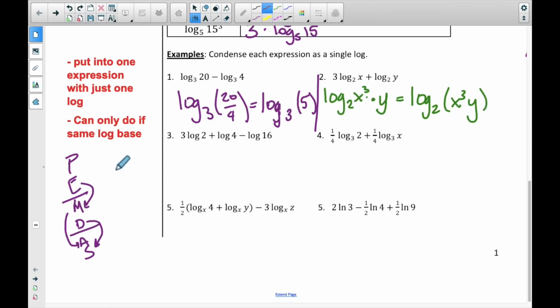So what is the 1/4 power mean? Well, let's just start to work this one out. We also have an addition problem. Addition means multiply. So what I really have here is the log base 3 of 2 to the 1/4 power times another 1/4 power, and I have an x, so this is x to the 1/4. Or in other words, I have the log base 3 of the 4th root of 2x. Because the 1/4 power means the 4th root. And then those I can just put together, and I get this as my answer here.